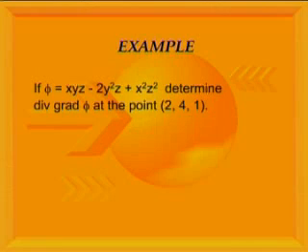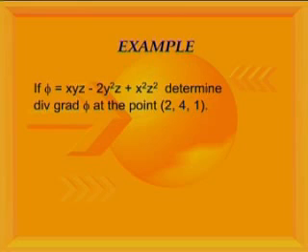And now an example for which we will find the gradient of a scalar function, and then we will find its divergence. We have a scalar function phi equal to xyz minus 2y square z plus x square z square, and we are going to find the divergence of grad phi at the point (2, 4, 1).